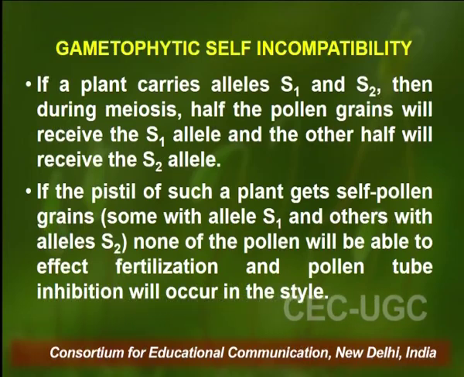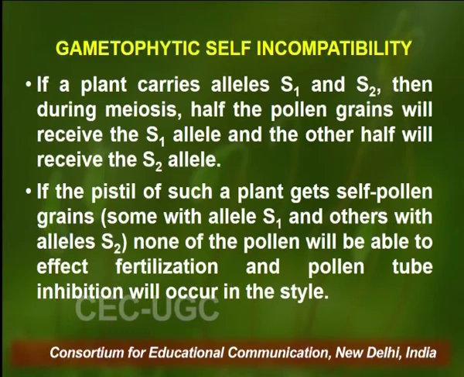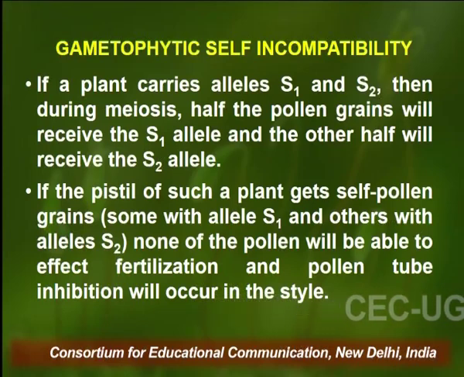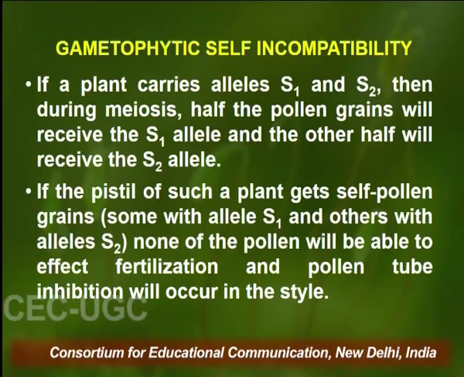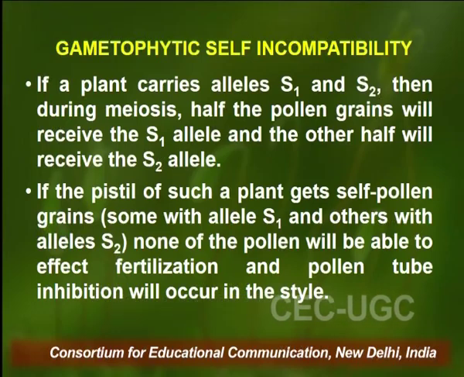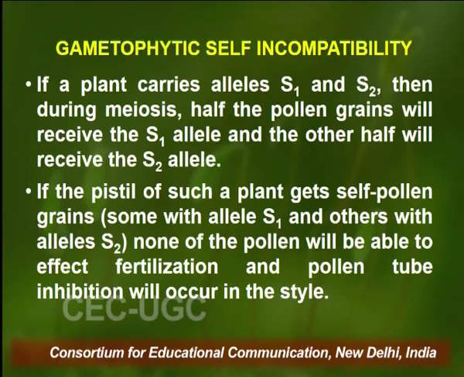If the pistil of such a plant gets self pollen grains, some with S1 and the others with S2, none of the pollen will be able to effect fertilization, and pollen tube inhibition will occur in the style. Why? Because the pistil also has S1 and S2 alleles, and if the pollen is also carrying S1 or S2 alleles, then they will not be able to effect fertilization.